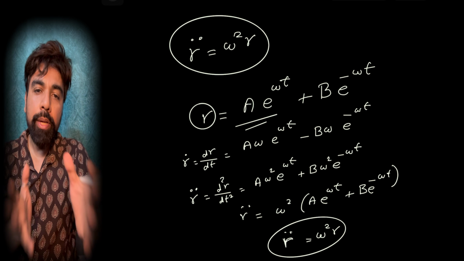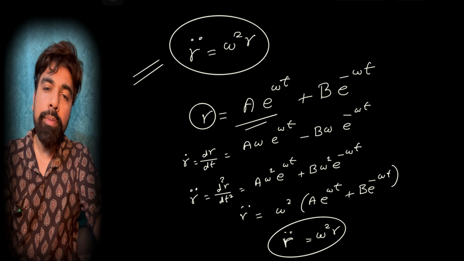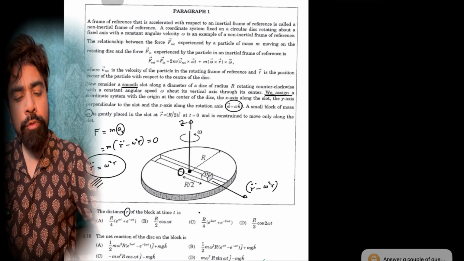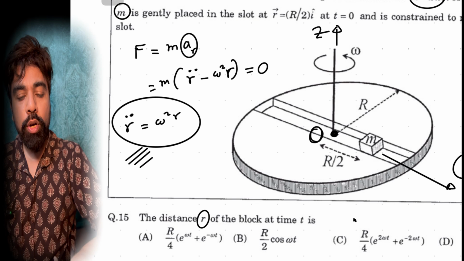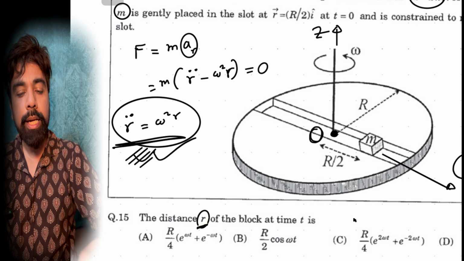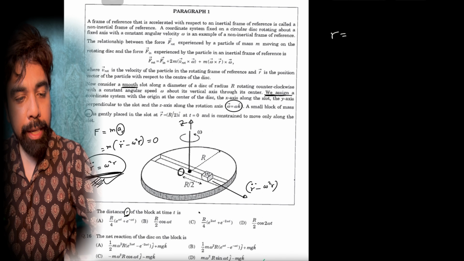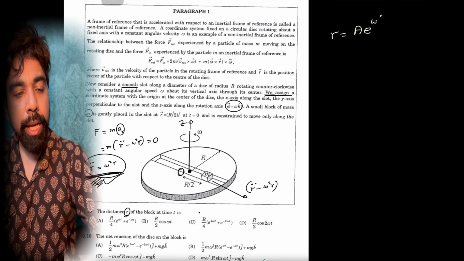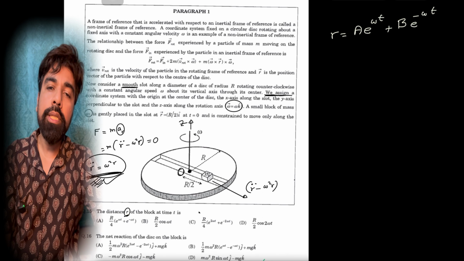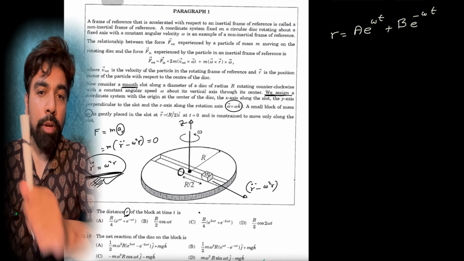This is something that you have to know from maths, so I just derived it for you. Please do remember, if r double dot is equal to omega square r, then r is a e to the power omega t plus b e to the power minus omega t. Now for this particular problem, the distance r of the block at time t obeys this condition, r double dot is equal to omega square r. That means I can write r is equal to a e to the power omega t plus b e to the power minus omega t. It must follow this equation. Now the problem is that I have no idea what the values of a and b are, so I have to solve for a and b.